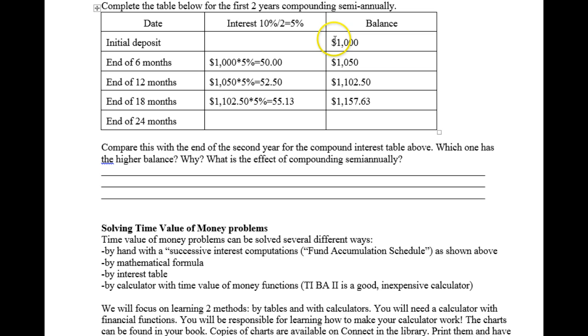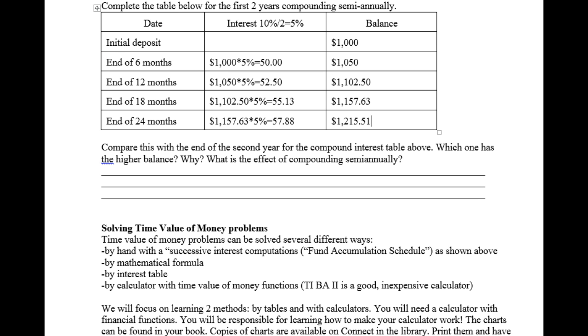You make your initial deposit of $1,000. At the end of 6 months, you calculate interest on that. $1,000 at 5% gives you $1,050. At the end of 12 months, you take the $1,050 and times it by interest of 5% again, and interest is $52.50. Add that on, and your new balance at the end of the first year is $1,102.50. Take that out 6 more months, and at the end of 18 months, $1,102.50 grown by 5%, which is $55.13, becomes the $1,157.63. Please put this on pause and finish the last row.